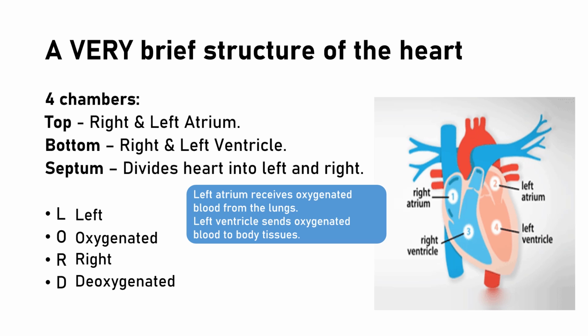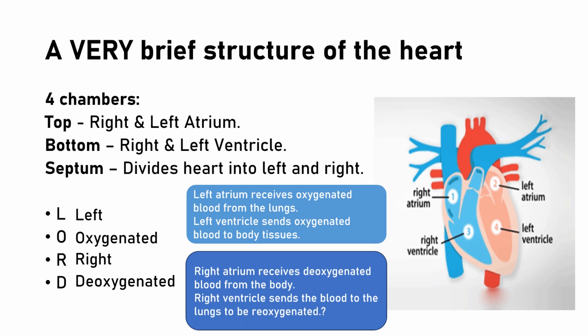Because the right side of the heart deals with deoxygenated blood, that blood must have come from the body. The oxygen's been used up. So the right atrium receives deoxygenated blood from the body. It then passes it through to the right ventricle, which then sends the blood to the lungs to be reoxygenated.